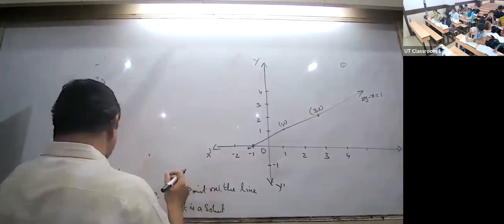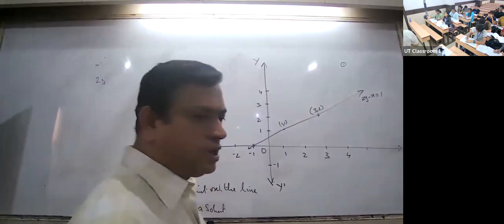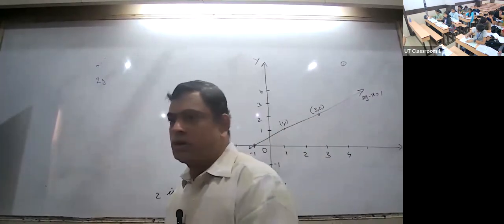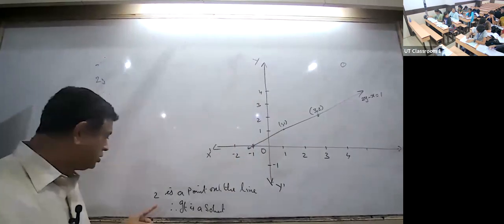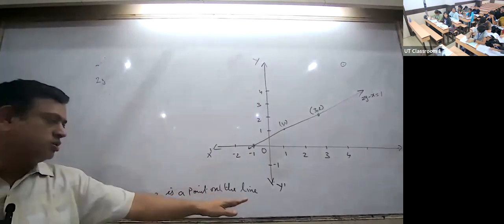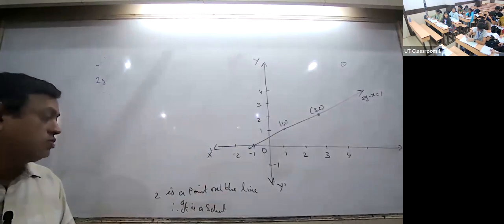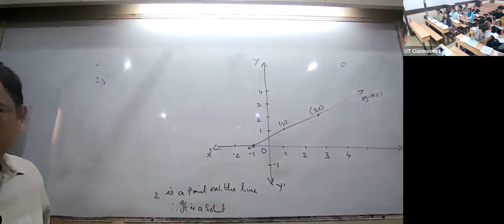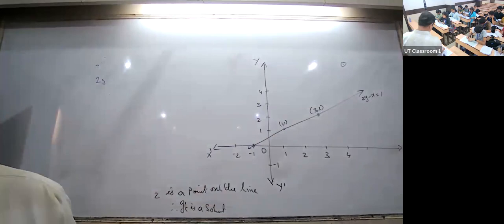Okay, next one. Graph. Whichever doubts are there, ask immediately. Yes, right. X is equal to 3, y equal to 2 is a point on the line. Therefore, it is a solution. Okay, now, Priyanshi, read the next question.